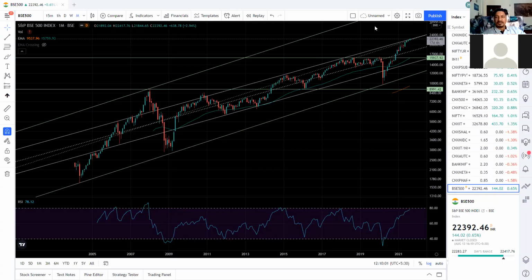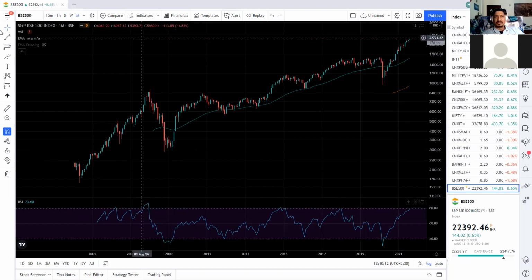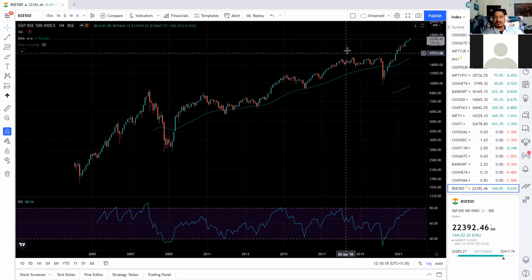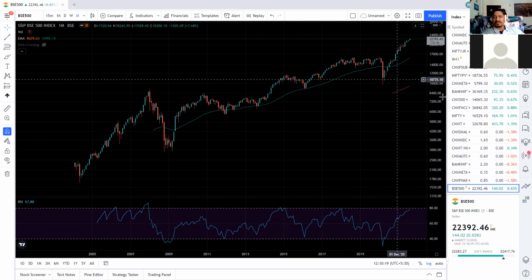Let's start. First of all, let me delete all the lines. I'll show how we can proceed and how we can think of it. So this is the BSE 500. I've taken the BSE 500. It's equivalent to NSE 500, and range, movements, everything will be similar.